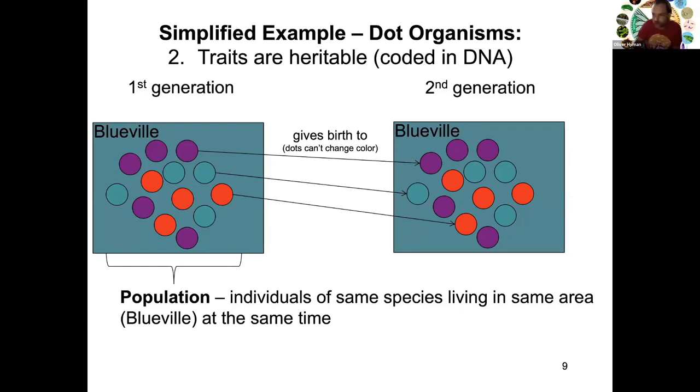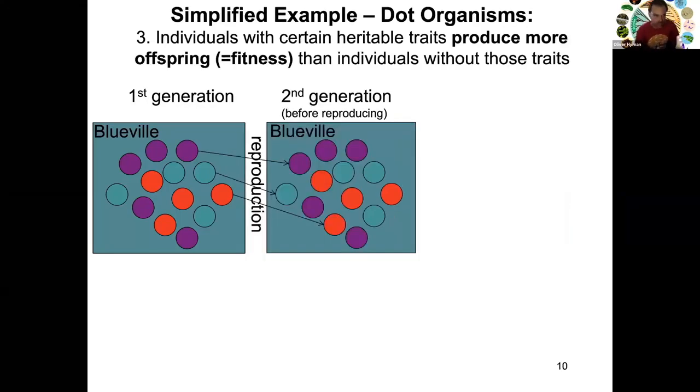So requirement one, variation, check. Requirement two, those traits are heritable, check. We've got both of those requirements. So the third requirement is that individuals with certain heritable traits produce more offspring than individuals without those traits.